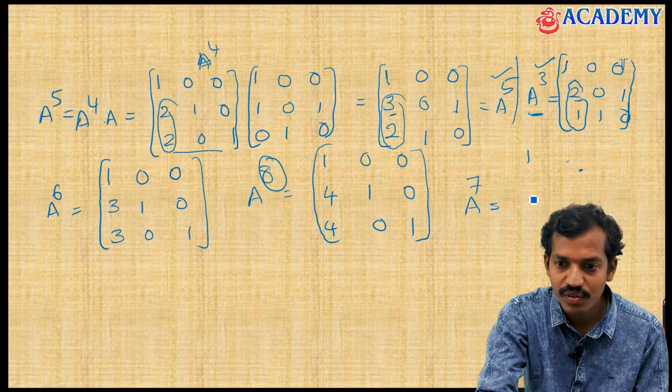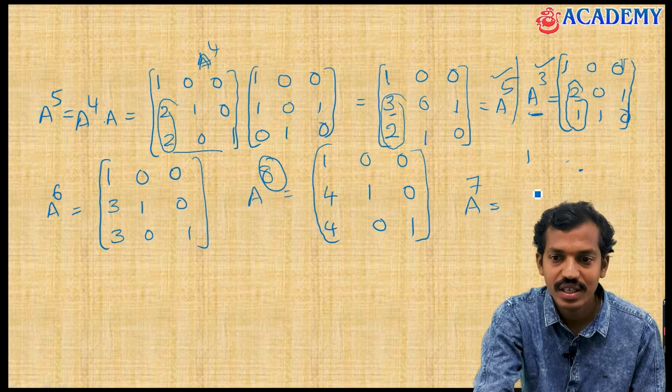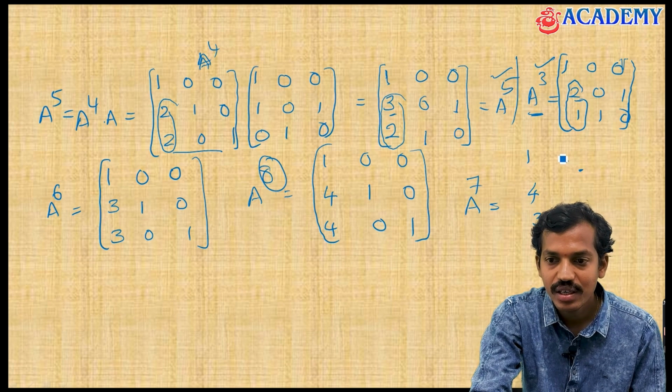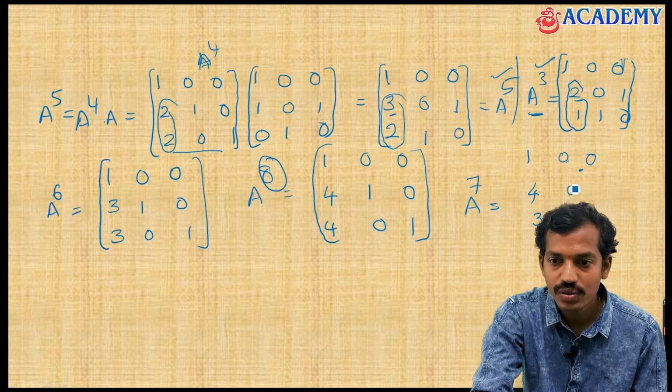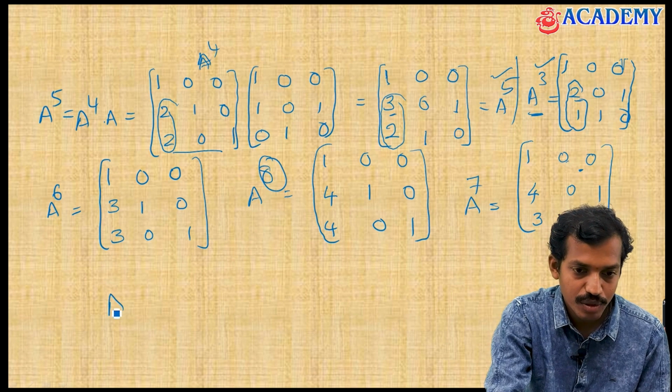Here you will get 7. Indirectly, in A to the power of 5 we got 3, in 7 what do we get indirectly, you are going to get 4, that is 3. Here 0 0 0, 1 1 0. These are the values.